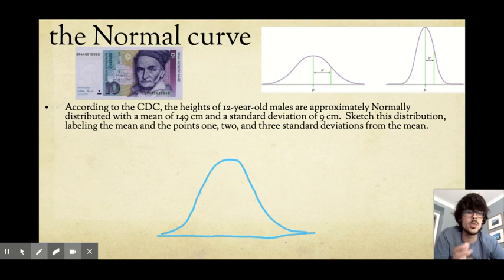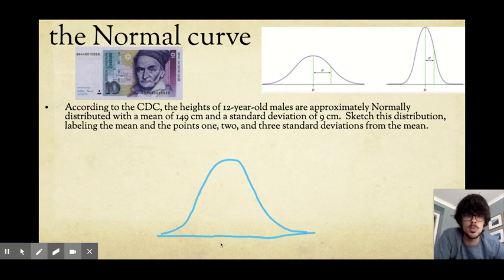When you draw the normal distribution, the idea is that values in the middle are very popular. I don't know what 149 is, that doesn't make as much sense to me because it's in centimeters and I'm in the US and I need inches and feet and stuff like that. So I'm going to use adult males as an example here.